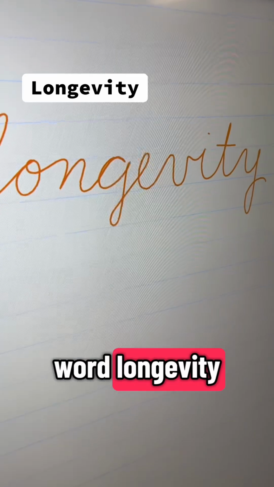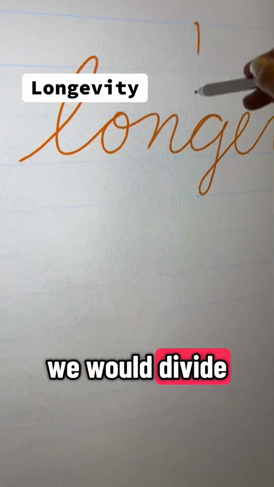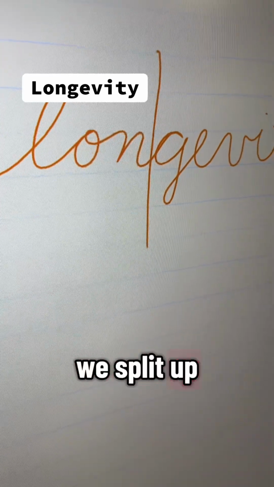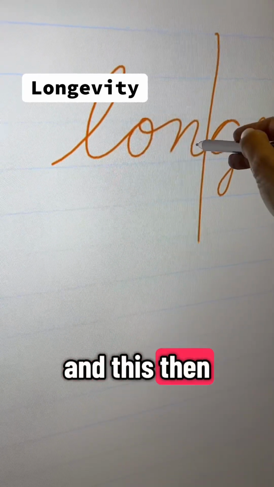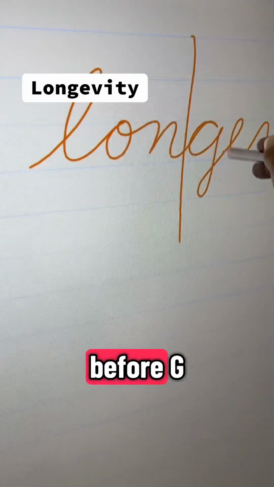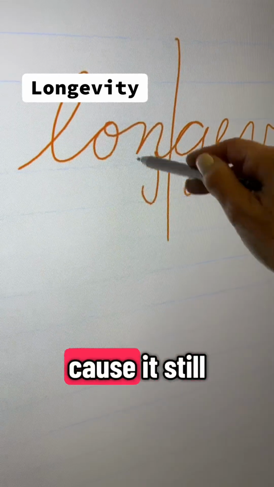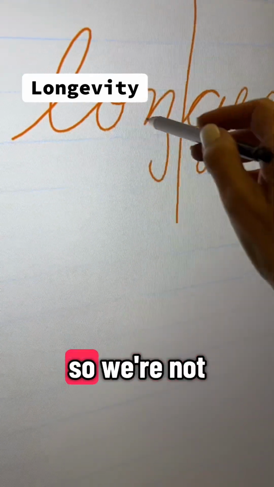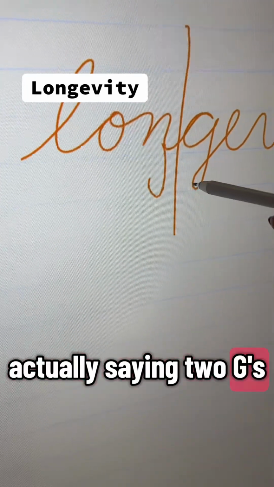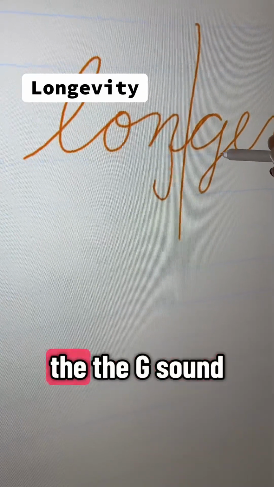This is the word longevity. If we were to divide this into syllables, I'm just going to start with the first syllable. We would divide here. When we do that, we split up our digraph NG in long. And this then becomes the N before a G, making that sound. And we would code it with a G tail because it still has that sound, longevity. So we're not actually saying two G's. We're saying that "ng" and then saying the G sound.